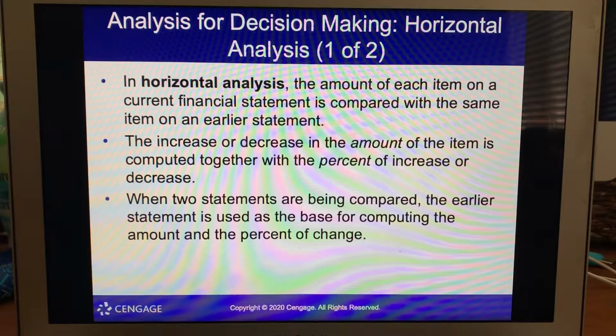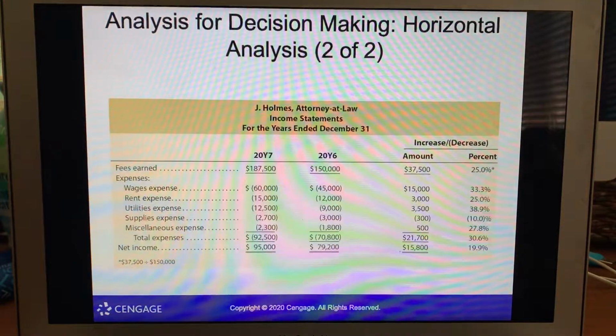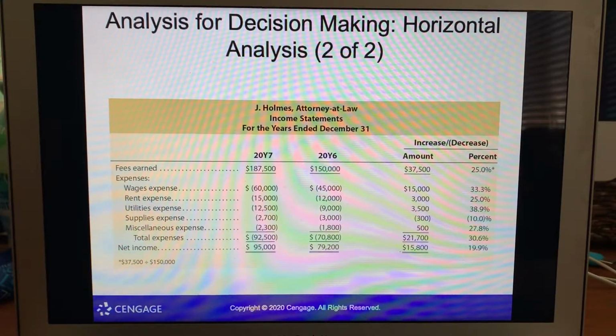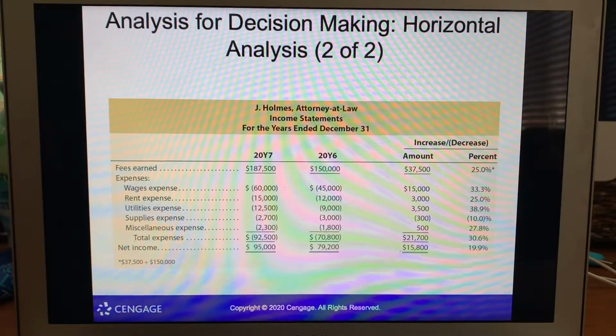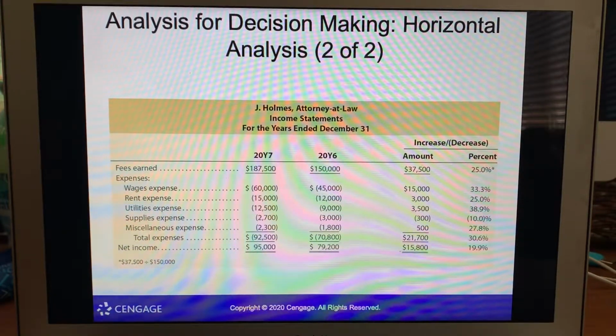I know this is just words, but I need to see it. So hopefully there's an example. Here we go. So here's what we're looking at for year-end December 31. So we're making a comparison from one year to the next. So 2016 was 150. 2017 was 187. So that was an increase. Our wages also increased, our rent increased, our utilities increased, our supplies decreased, and our miscellaneous expense increased.